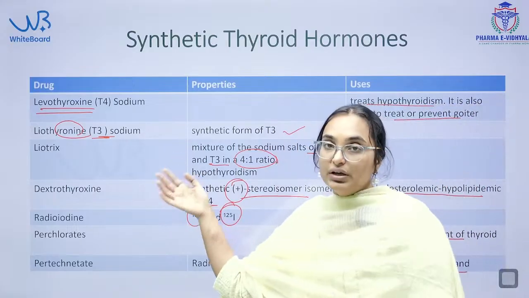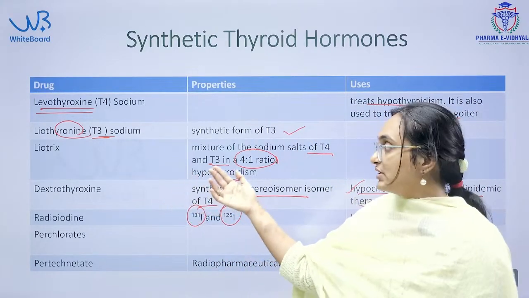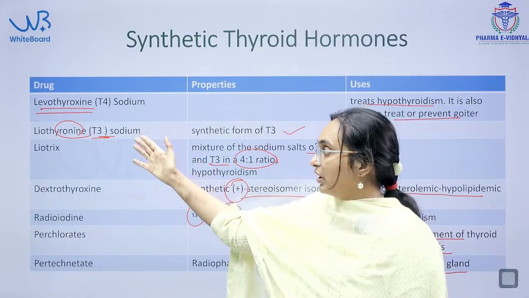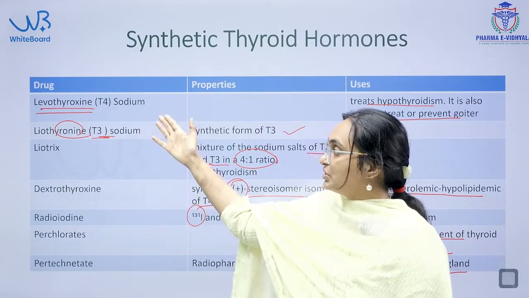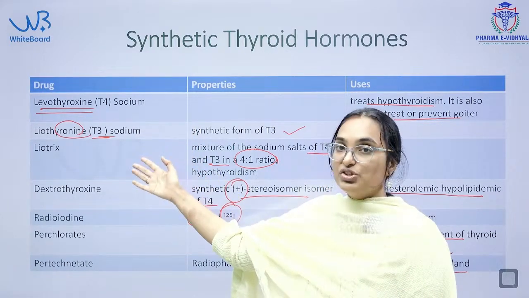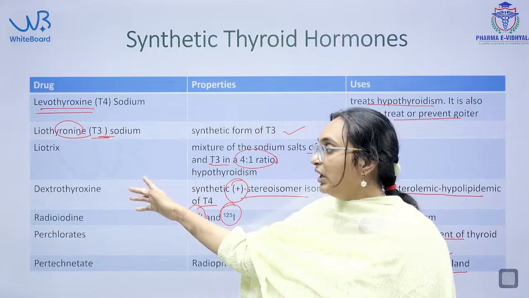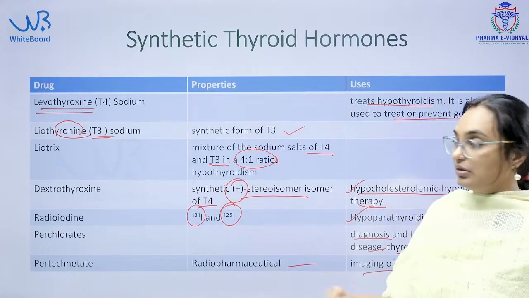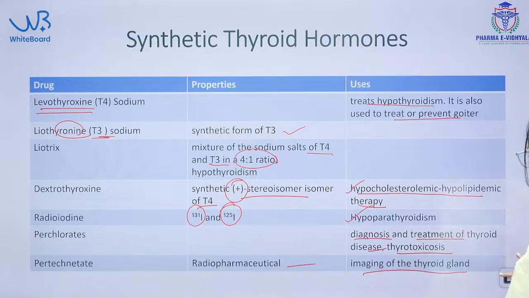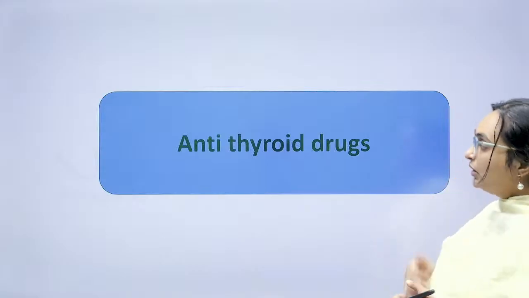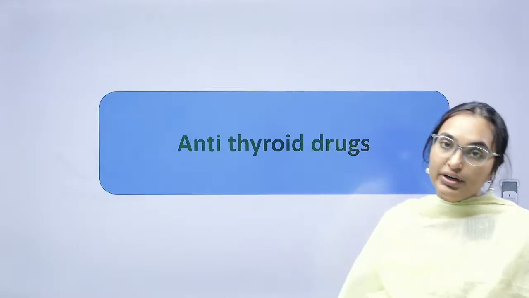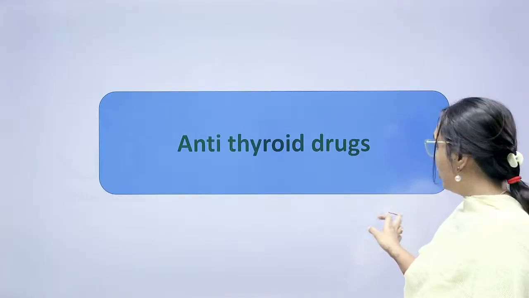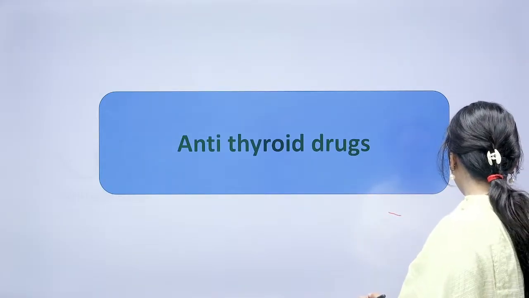All these are the drugs which are used for hypothyroidism. Levothyroxine, liothyronine, that is T4, T3. Liotrix is a 4:1 mixture of T4 and T3. Dextrothyroxine, radioiodine, perchlorates and pertechnetate. These are the drugs for thyroid deficiency. Now let us see the anti-thyroid drugs, that means drugs which are used to treat hyperthyroidism.